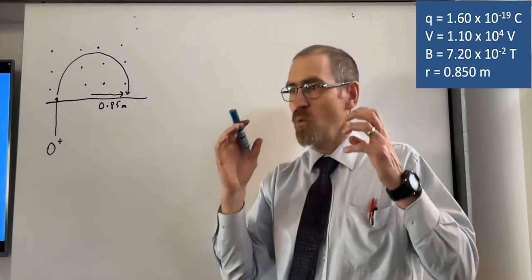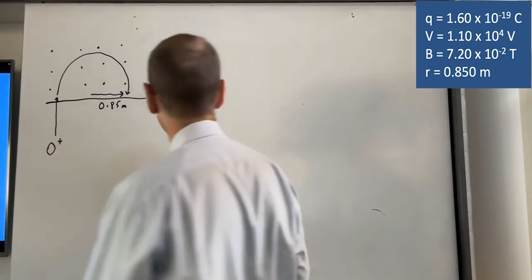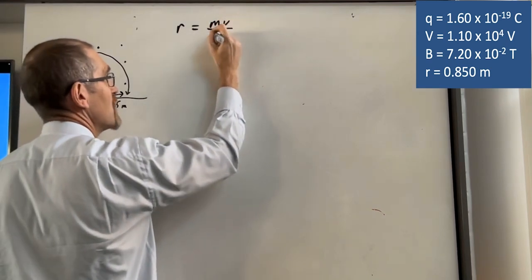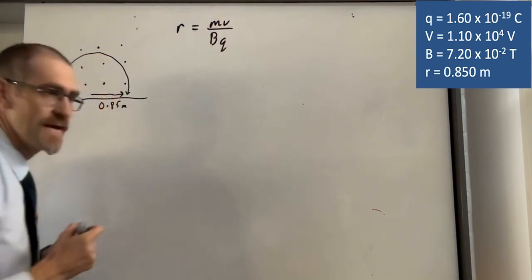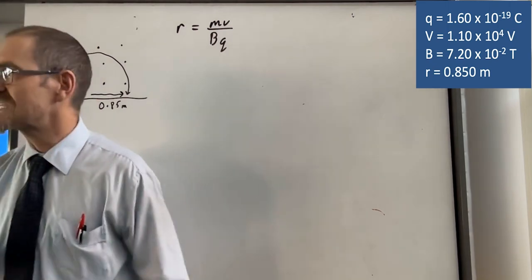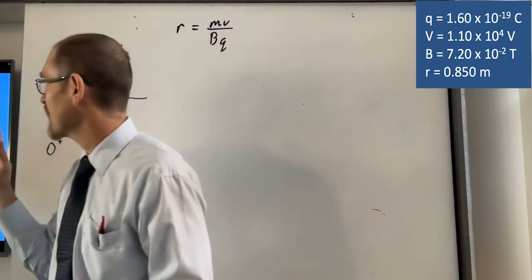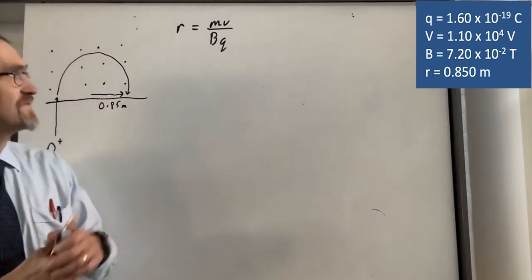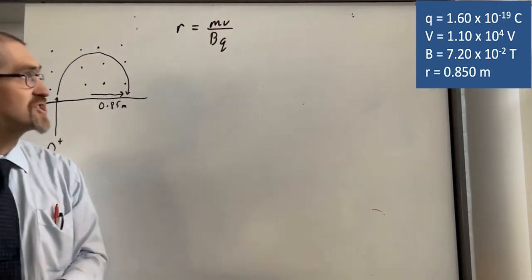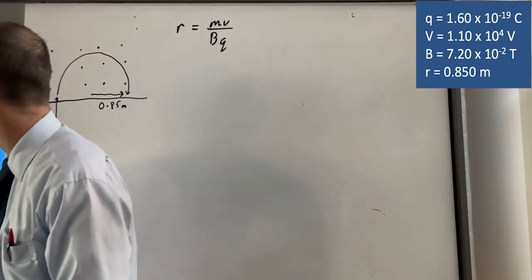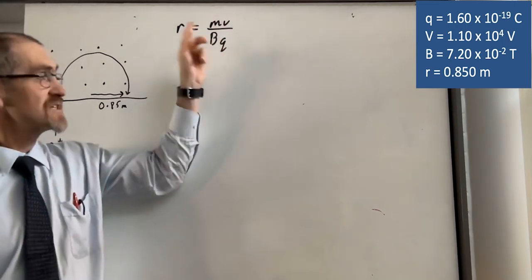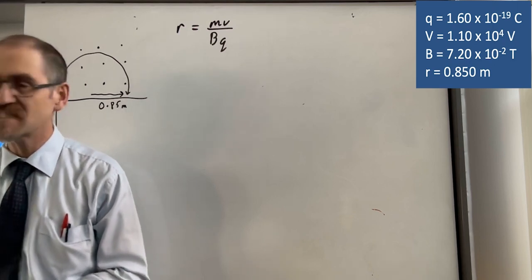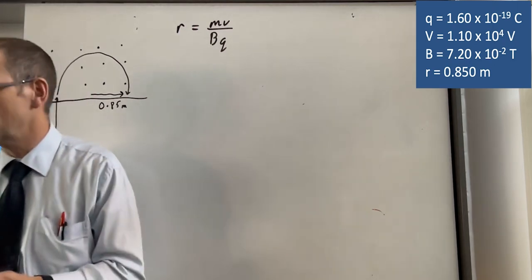So we go to our first equation. What's the first and best equation? R equals mv over bq. And that works pretty well for us, except there's one problem. In the question, they do not give us the velocity, and they do not give us the mass. So this equation doesn't help us very much. Are there any other equations that we can work with?